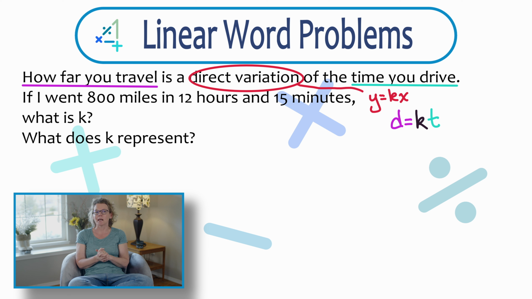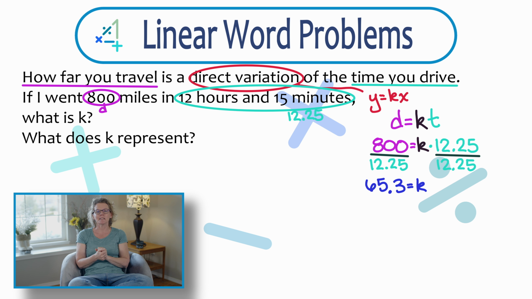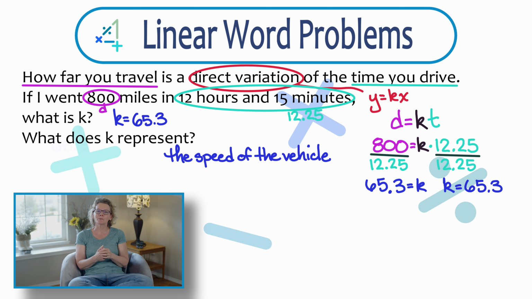Now that we have that set up nicely, it's time to deal with the numbers given. 800 miles is the distance. T is 12 hours 15 minutes or 12.25 hours. Now we can solve for K. Divide both sides by 12.25. 800 divided by 12.25 is 65.3. So the K equals 65.3. In the context of this question, K has to be the speed the vehicle is moving.